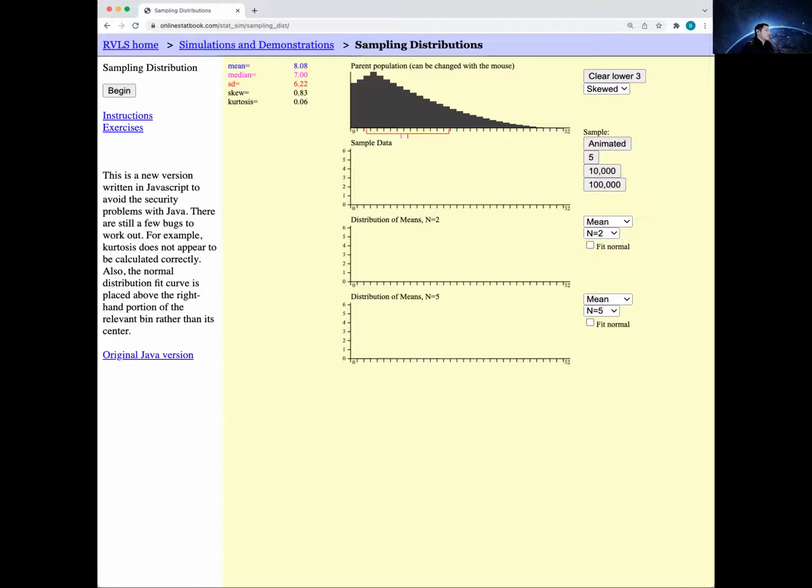So let's just do an animated one first, just to see what's going on. So there we go. It took 2 for this one and calculated the mean, and for this one, it took 5 and calculated the mean. So again, it's going to take 1, 2, do this one, then 1, 2, 3, 4, then do that one. So let's speed this up.